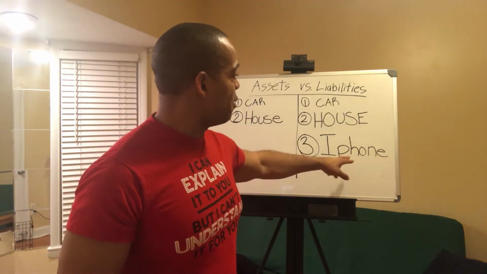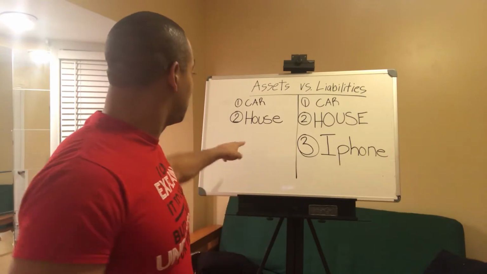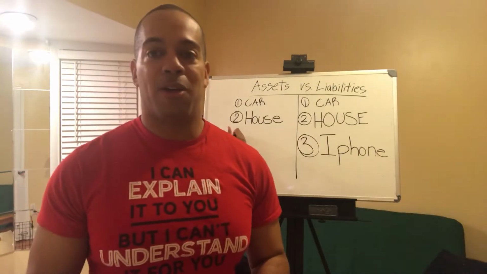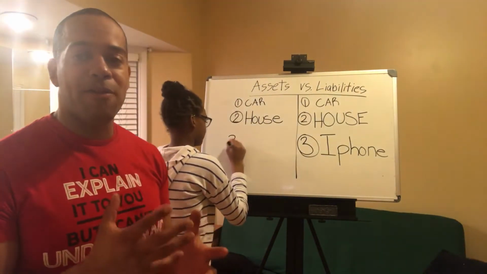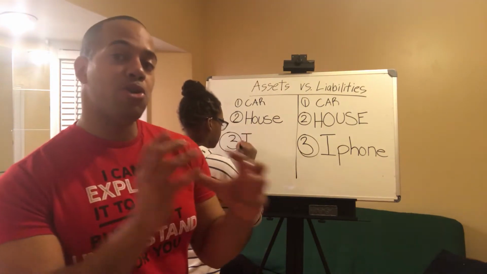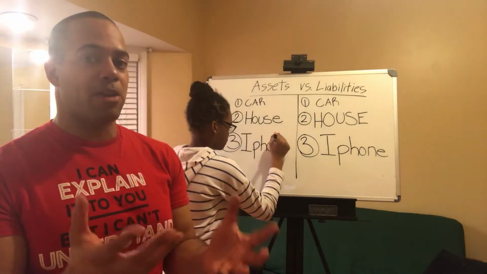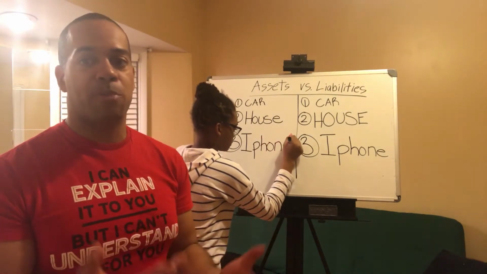Now your iPhone has moved from the liabilities column into the assets column. So now your iPhone has become an asset, because you're able to use it to generate money. Now let's say off of that iPhone, yeah, you paid $700 or $800 for it.